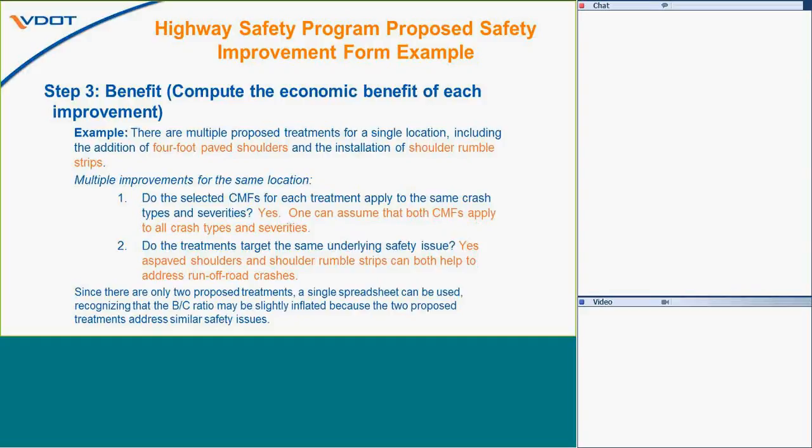Do the treatments target the same underlying safety issue? They do. Paved shoulders and shoulder rumble strips both help address run-off-the-road crashes. And since there are only 2 proposed treatments, a single spreadsheet can be used, recognizing that the BC ratio will be slightly inflated because it's going to take those 2 BC ratios from those treatments together. But ultimately, that's the benefit cost you would use in your application.